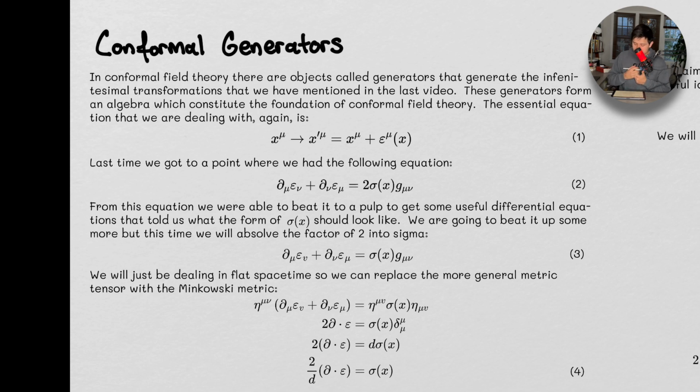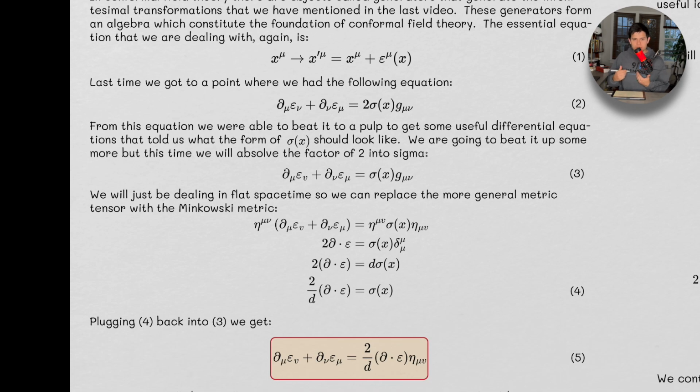Okay, so we're going to beat it up a little bit more, and we're also going to absorb the factor of 2 into sigma, because this is really just a constant that multiplies our metric. And what we'll be able to see then are all the necessary mathematical, logical consequences that come from this equation right here.